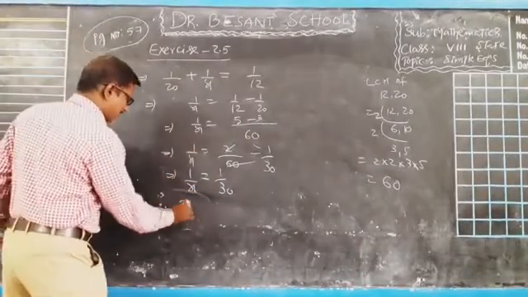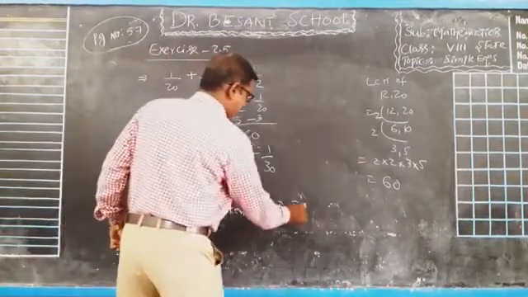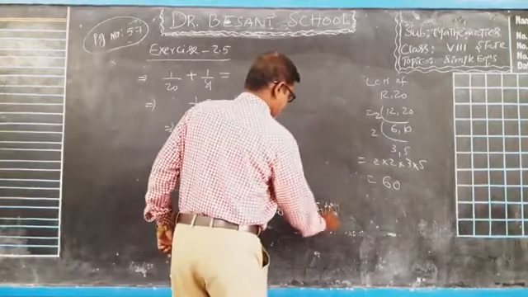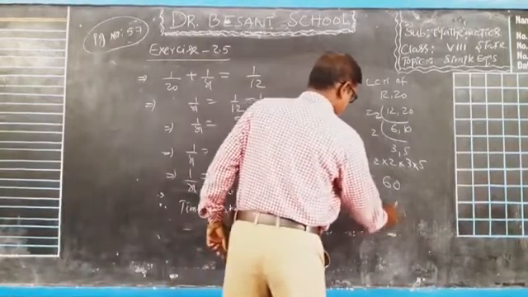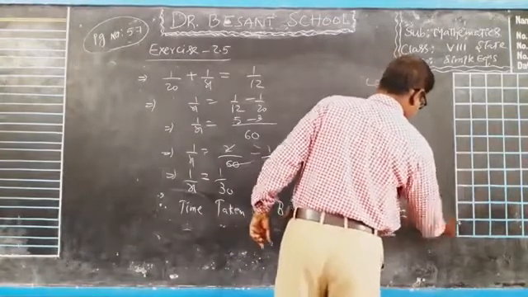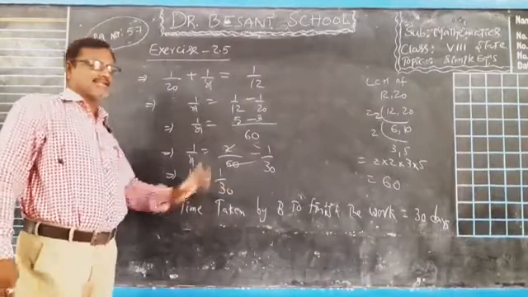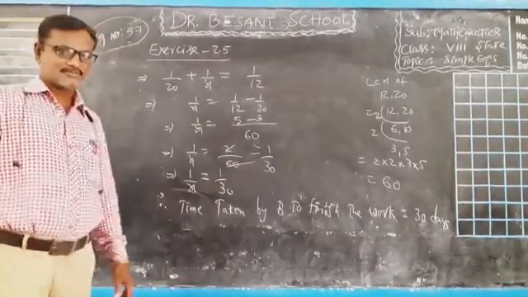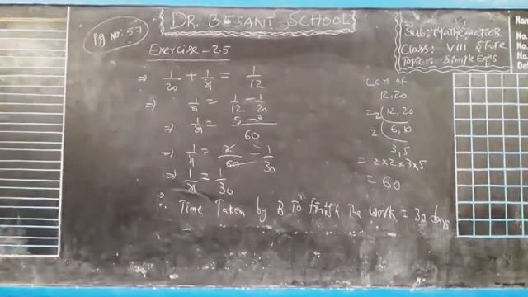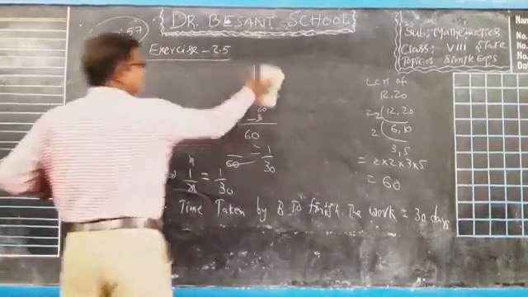Therefore, the time taken by B to finish the work equals 30 days. That equals how much, children? 30 days. The time taken by B to finish the work, X, is equal to 30 days. So did you understand, children? Once you verify. Okay, children, I hope that you have understood the solution.